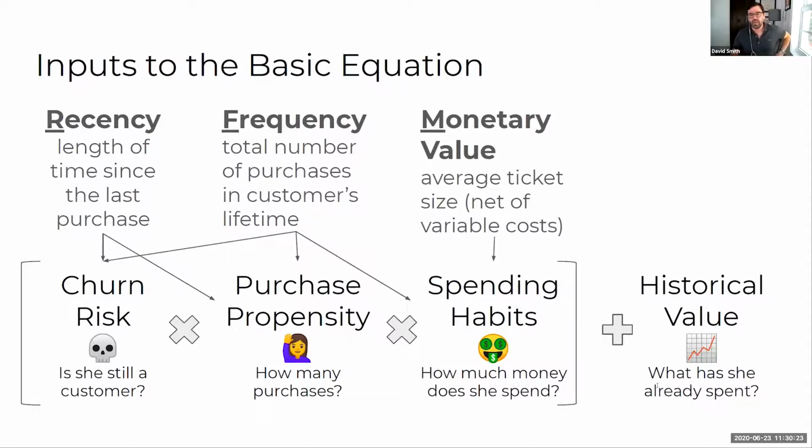And then with monetary value, this is the average ticket size, net of variable costs, that they provide to the company. The spending habits have to do with how much they spend per purchase, plus the frequency that they spend. So those are the inputs to predictive models that help us understand customer lifetime value. And so what we can do is use those things to help us find the most valuable customers. Let's walk through how to do that.